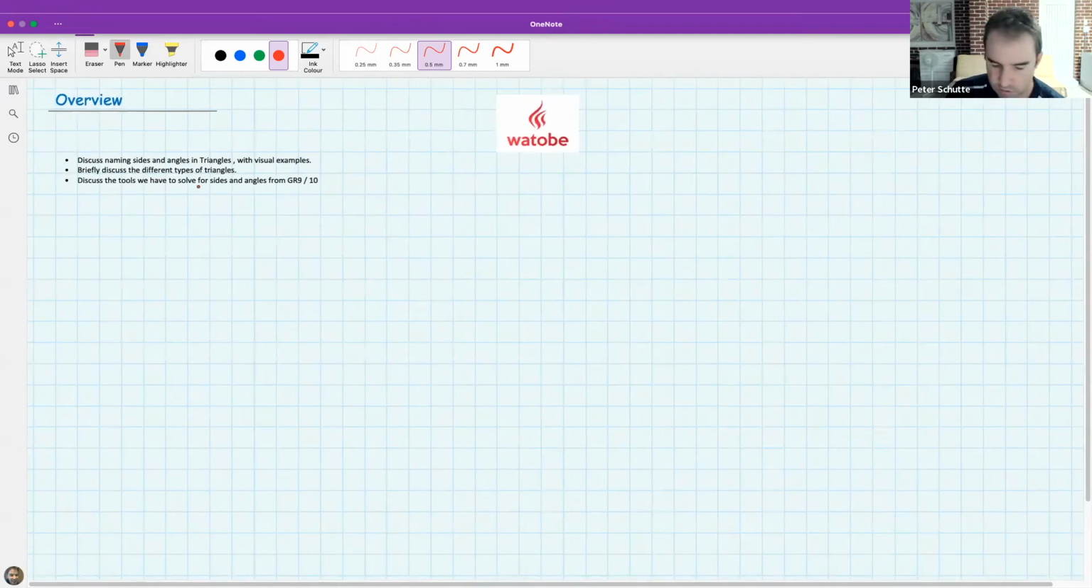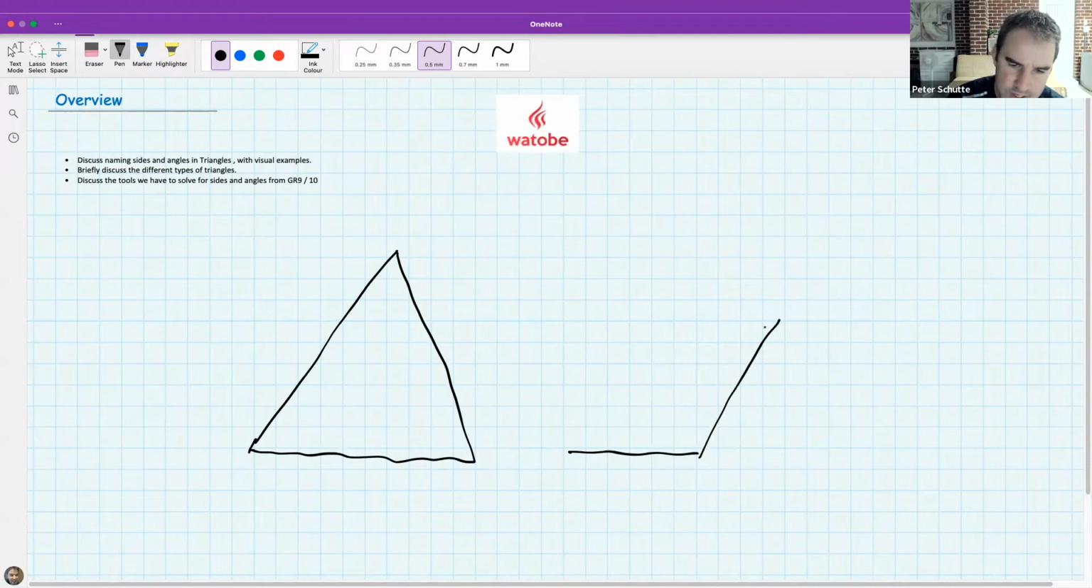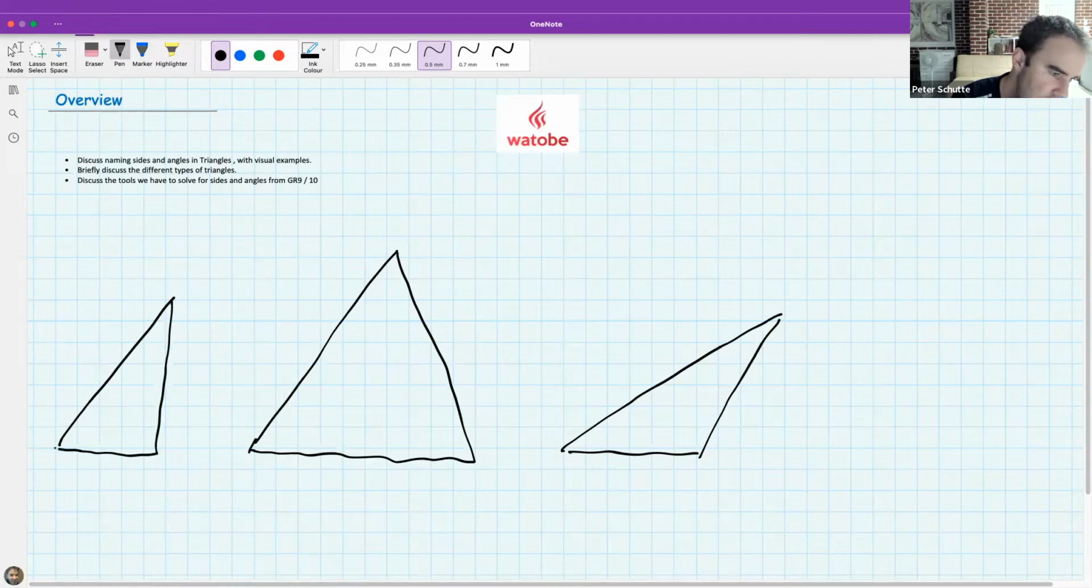What is this lesson all about? So basically, this whole module is about if you have these things called triangles, how do we solve for missing sides or missing angles? And when we have triangles, there's a couple of different types of triangles. I'll just draw some of the more common ones on the board.